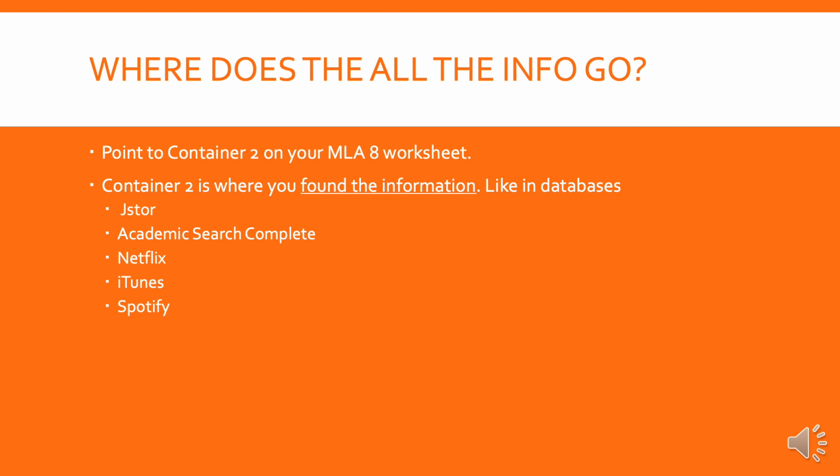Now point to container 2 on your worksheet. I know you're probably not doing it, but do it anyway. Okay. Container 2 is where you found the information, like iTunes or Spotify or Academic Search Complete or JSTOR.